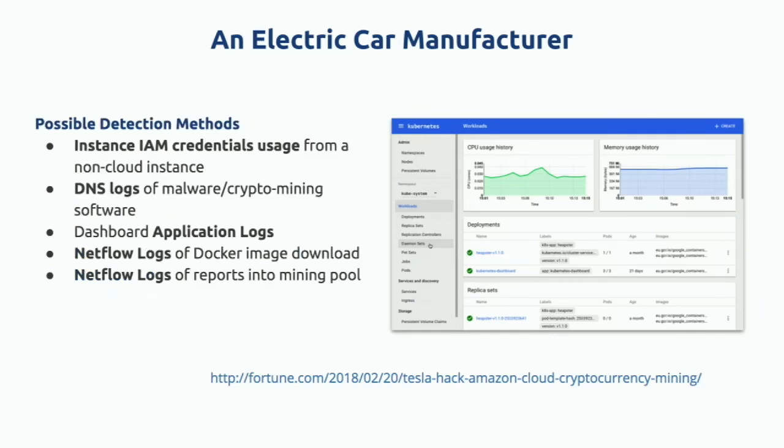So how would you detect this attack? Well, this isn't a comprehensive list by any stretch. There's some more of that later, but in the case of this, using those instance IAM credentials, which Kubernetes leverages, when you use those outside the environment, that's a huge indicator that something bad is going on. And specifically DNS logs of anything that was related to crypto mining lookups or downloading malware, and the NetFlow logs associated with those. And then finally, the application logs of the dashboard.